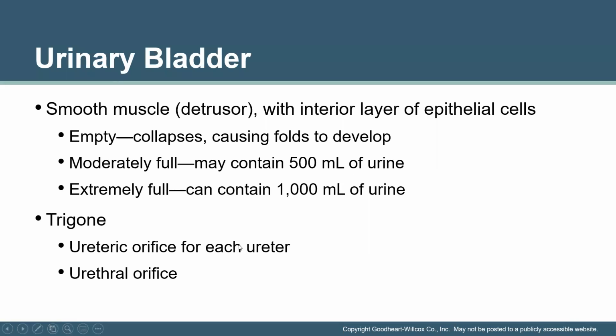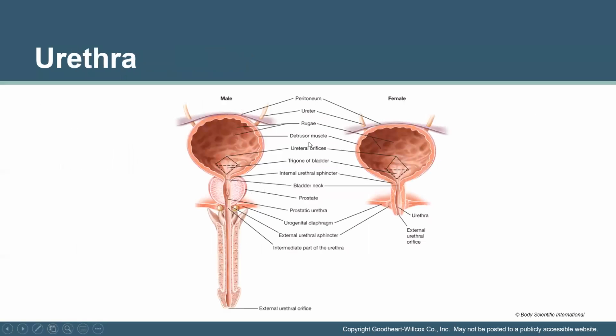The trigone, this is the area with the ureteric orifice for each ureter, and also the area in the bladder that has the urethral orifice. So, let's see if we have a picture. There we go. Here we go, the trigone. So we have the entrance of the ureters coming in the back, okay? And then the urethral orifice.